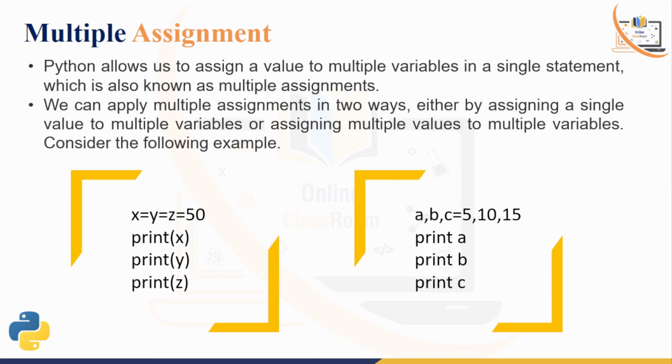Now if I write a, b, c = 5, 10, 15, it means the value of a will be 5, b will be 10, and c will be 15. You can run this code and check. So that is a special type of multiple assignment, and we can write it in this way in Python.